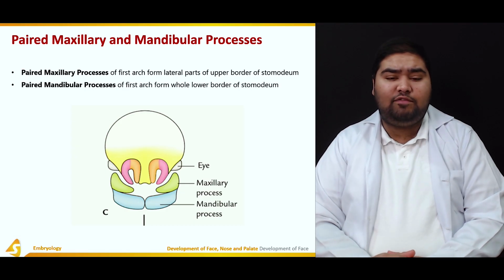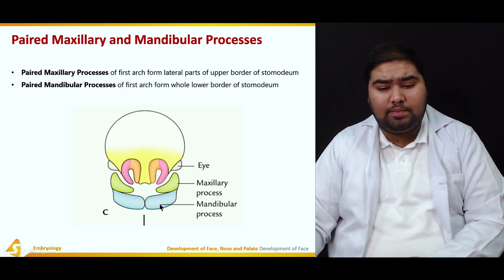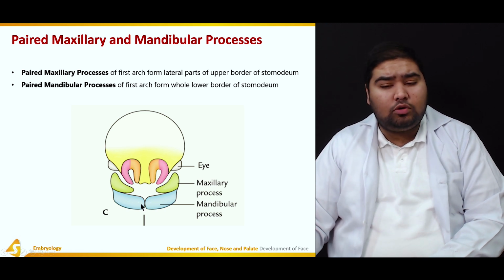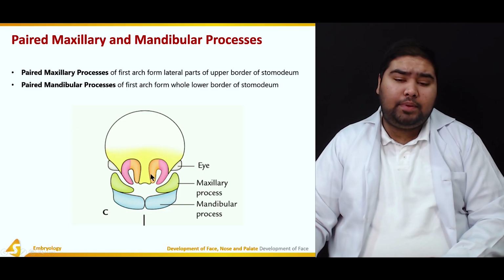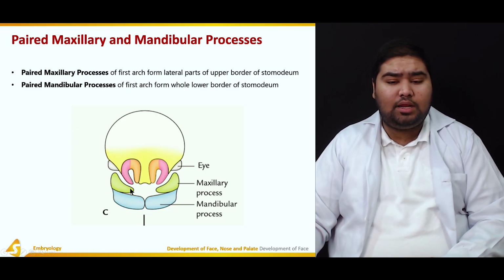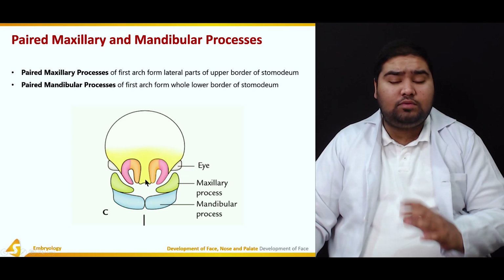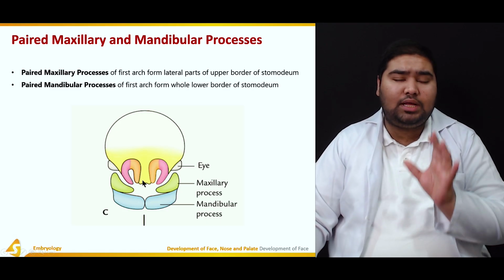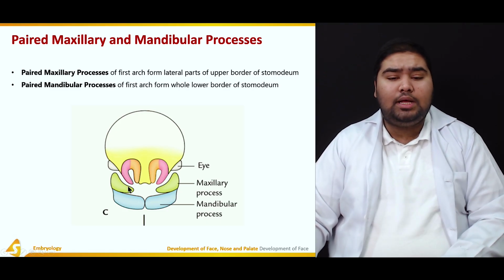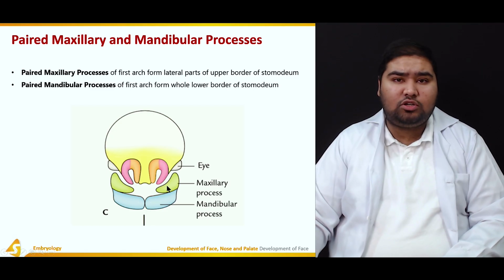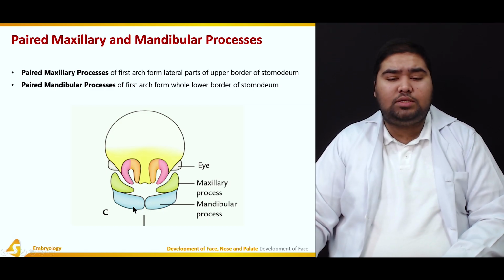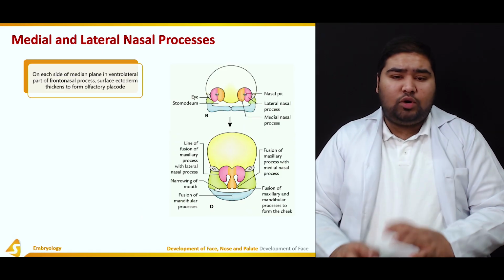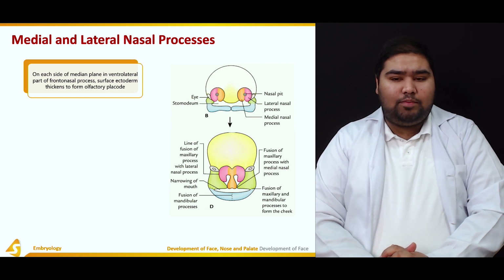So moving on, we have paired mandibular processes here. These are the paired mandibular processes which form the lower border of the stomodium. So the frontonasal process forms the upper part of the stomodium. The frontonasal process forms the upper middle part only. The maxillary process forms the lateral part of the stomodium, and the mandibular process forms the lower part of the stomodium. So what are the medial and lateral nasal processes?